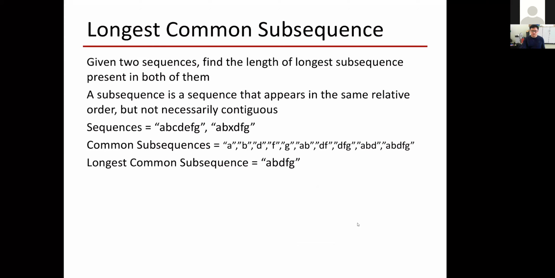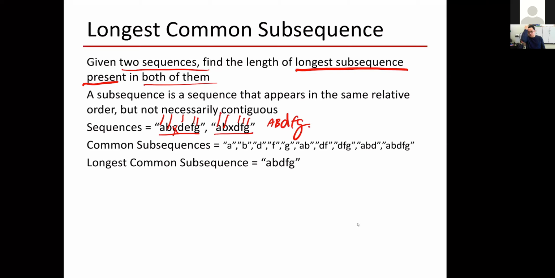The LCS is, let's say you are given two sequences, string 1 and string 2. Find the length of the longest subsequence present in both of them. Say I have string 1 and string 2. What is the longest common subsequence? A exists, okay, fine. B, okay. C does not exist. D looks fine because D is here, and F, G. So the longest common subsequence is A, B, D, F, G. That's the concept of the longest common subsequence.